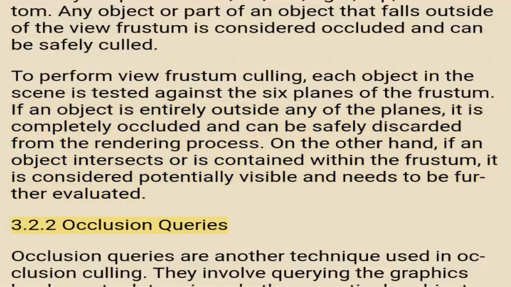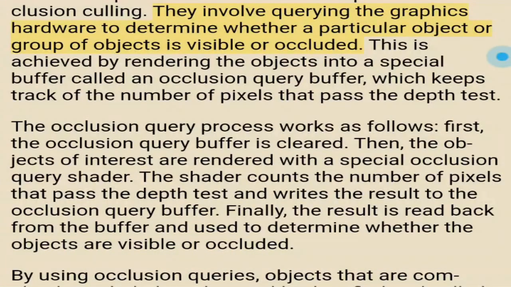3.2.2 Occlusion queries. Occlusion queries are another technique used in occlusion culling. They involve querying the graphics hardware to determine whether a particular object or group of objects is visible or occluded. This is achieved by rendering the objects into a special buffer called an occlusion query buffer, which keeps track of the number of pixels that pass the depth test.